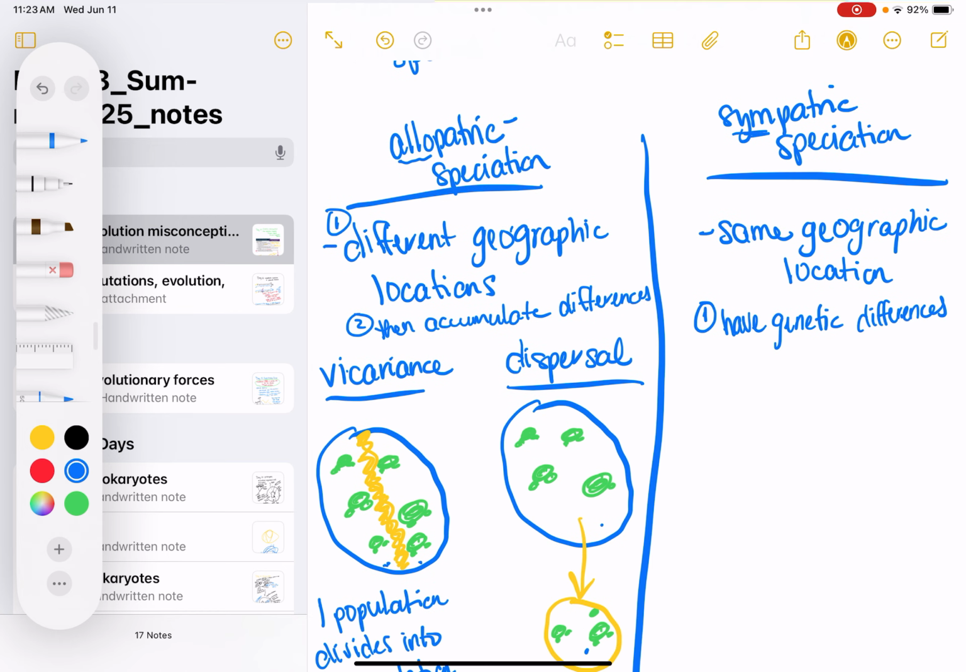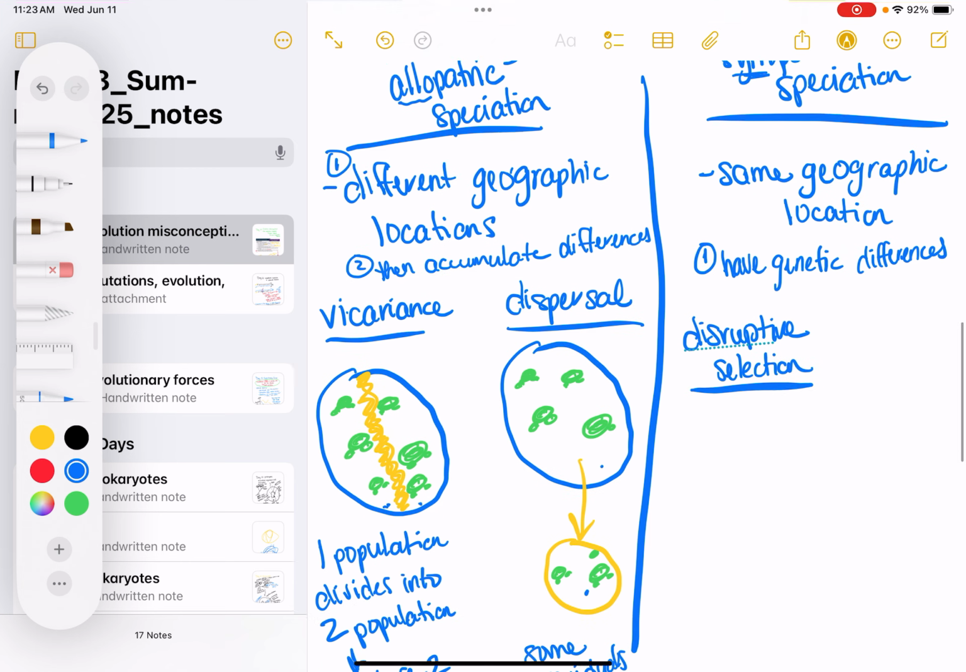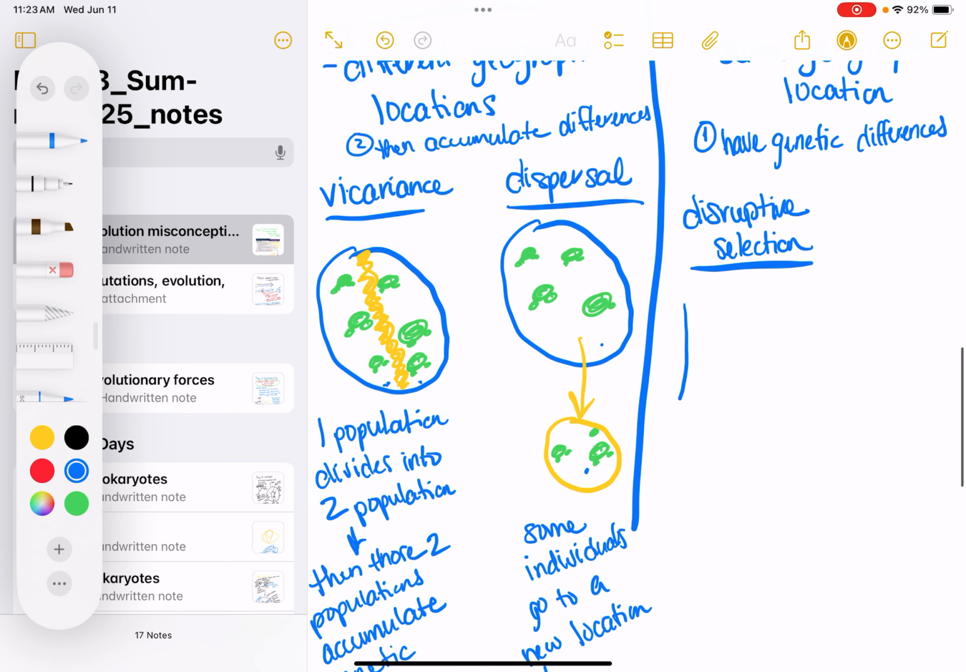Okay, so one you already know about actually is disruptive selection. Okay, so remember with disruptive selection, we can even think back to those beans, right? Where maybe it's good to be white or dark, right? But in the middle is bad, right?